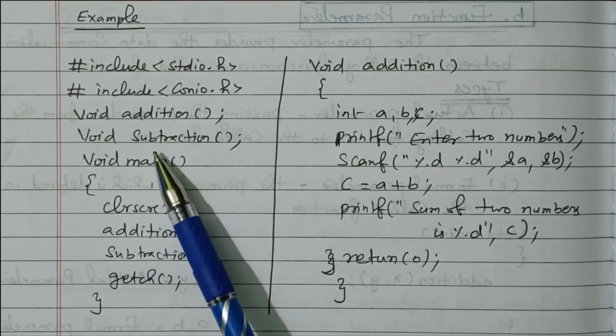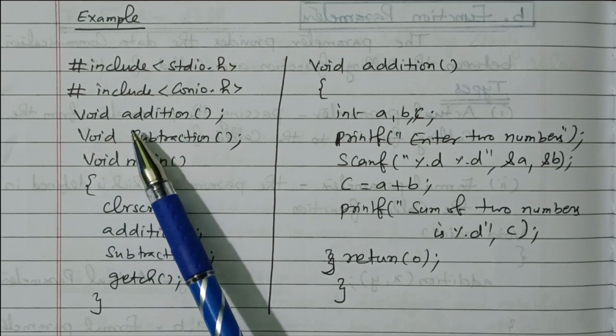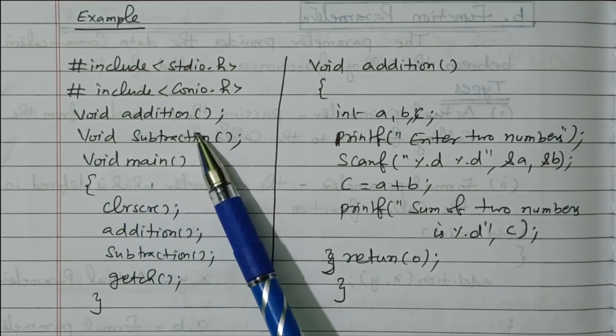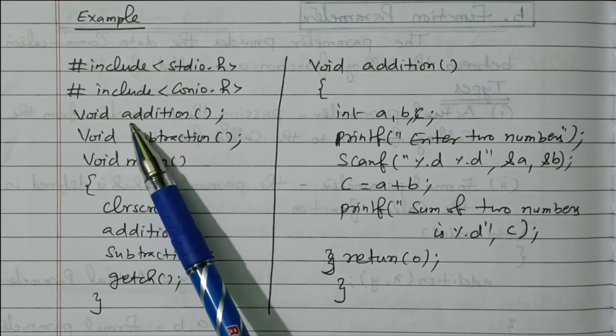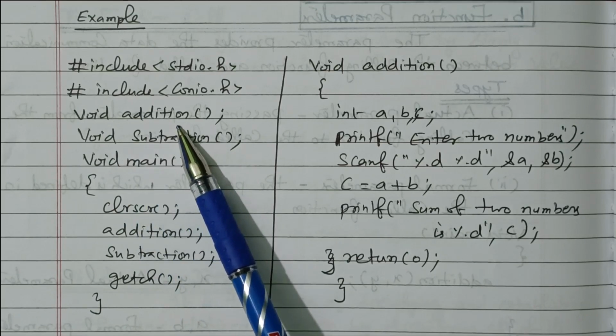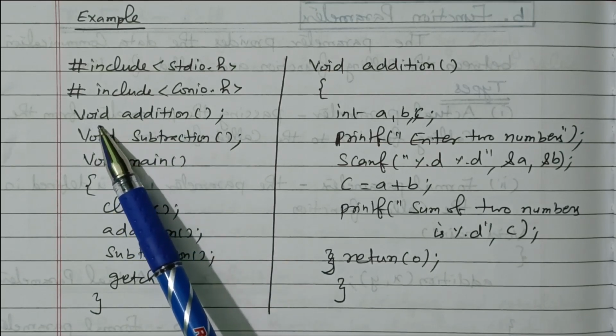Before starting the main program, we are declaring the function. Function declaration means what is the return type, what is the function name, what are the arguments. This is called a function declaration. Here we are declaring two functions. The first function name is addition. It is given with void. Void means this function does not return any value.